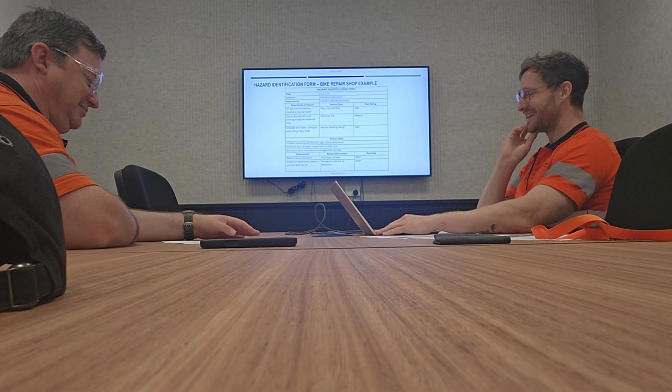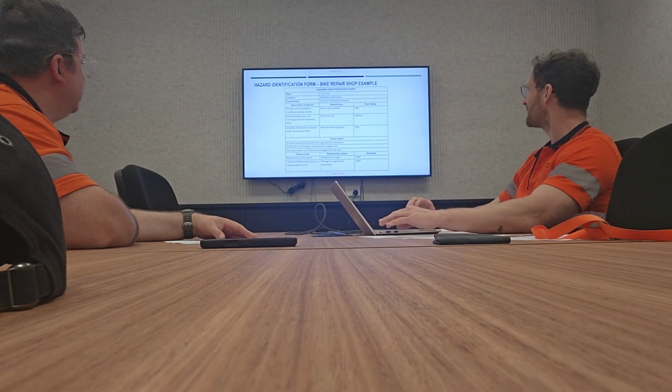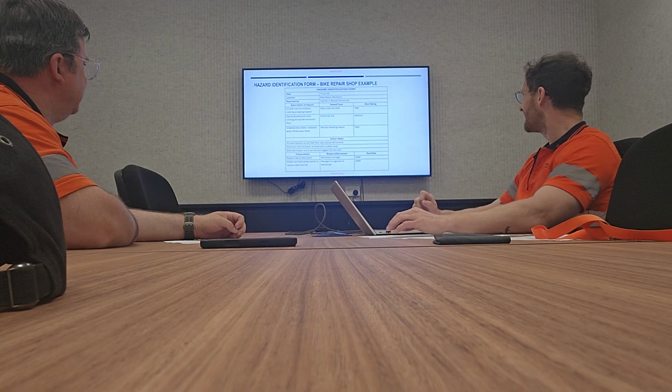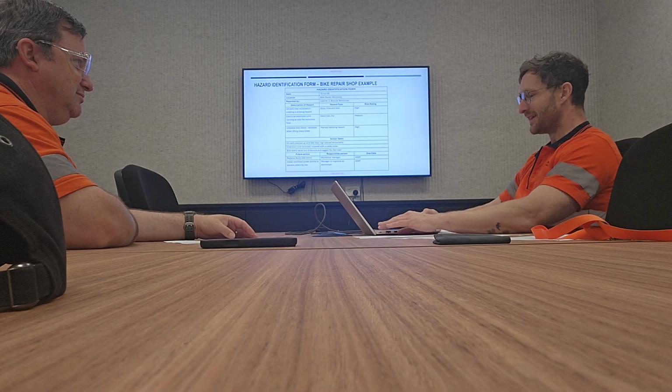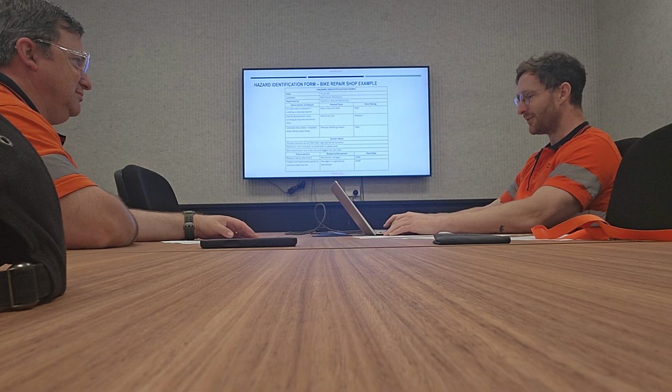But the biggest thing, notice the main things on this form: the description of hazard types, and the risk rating, which can lead into the control implementation, reducing the risk from higher to lower.